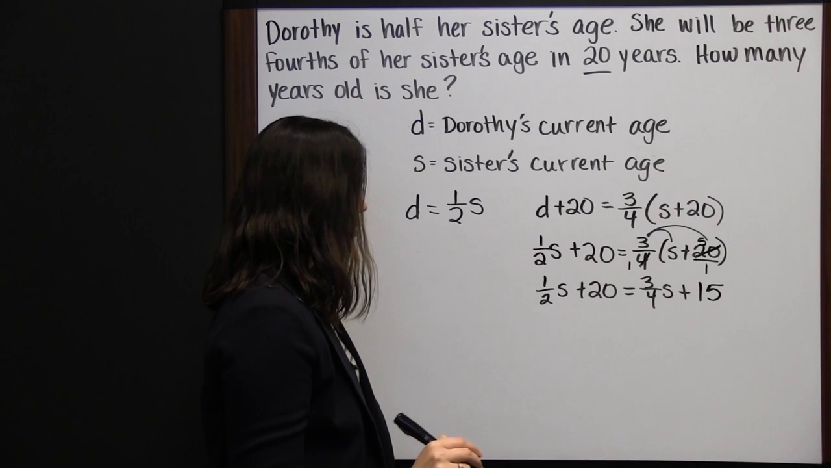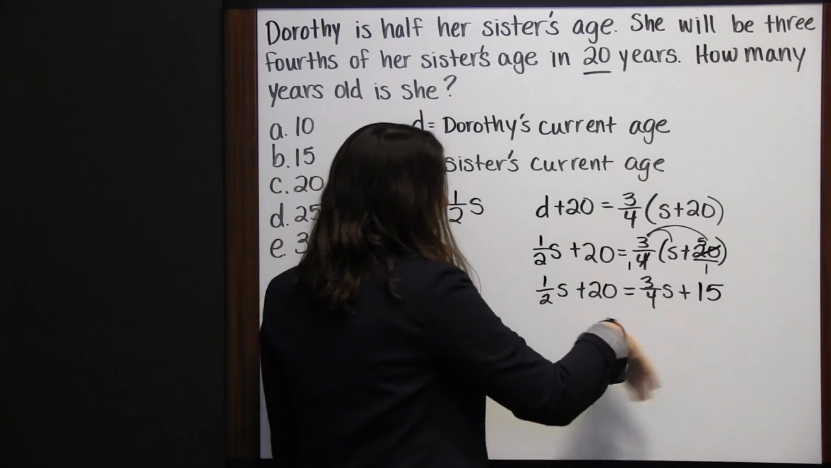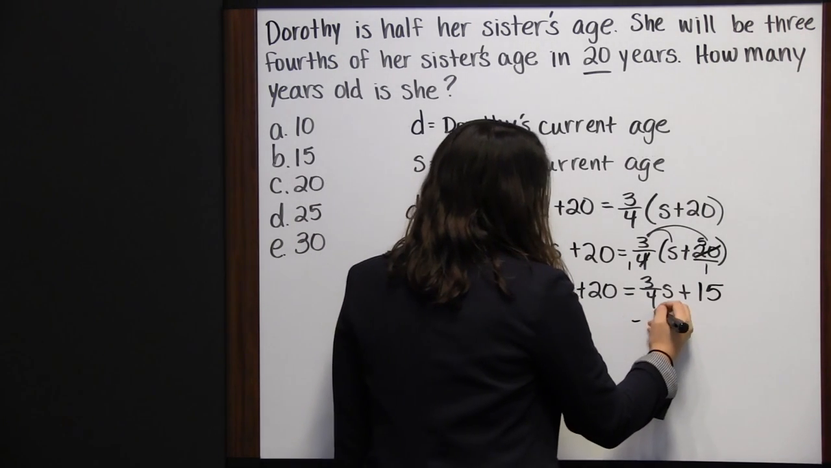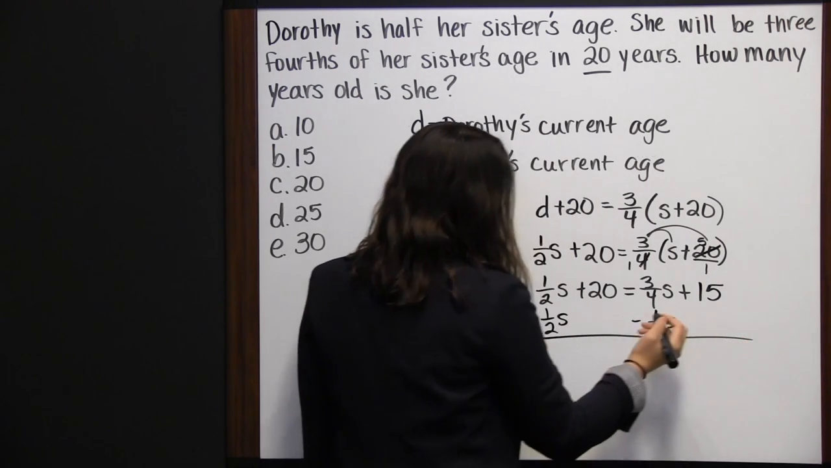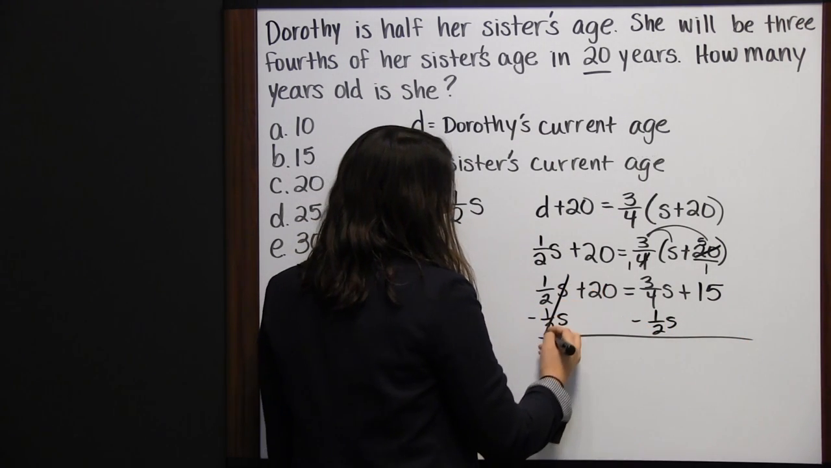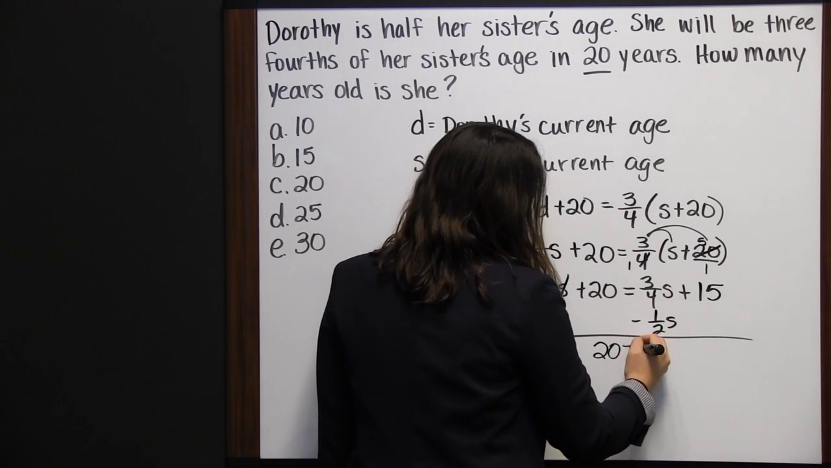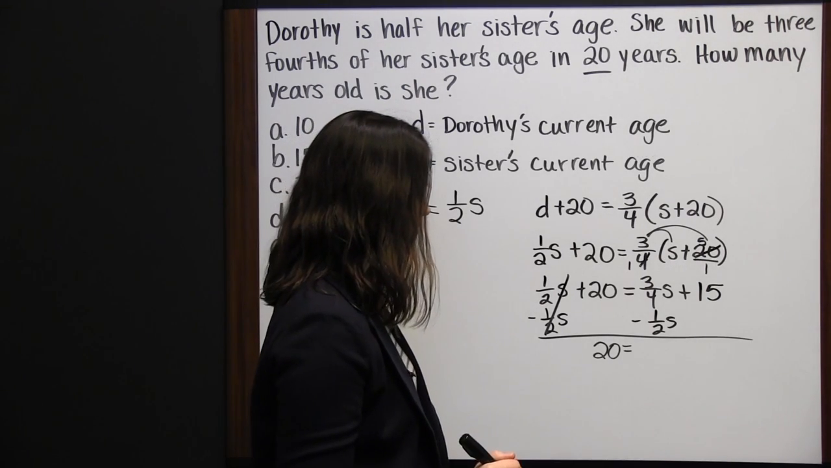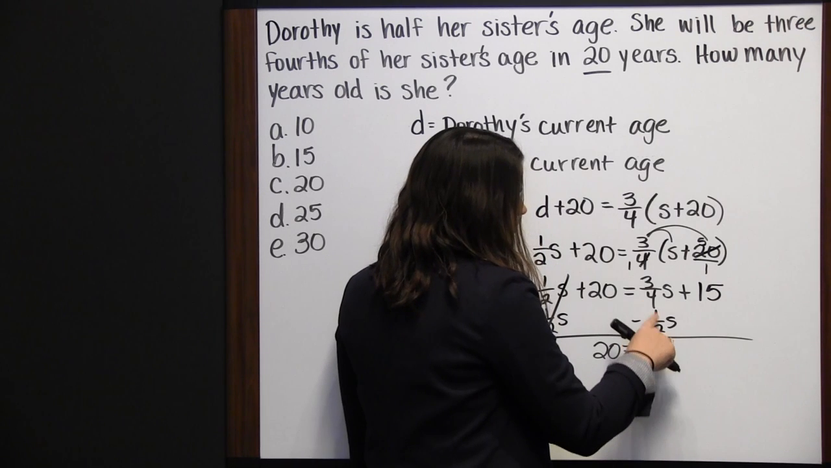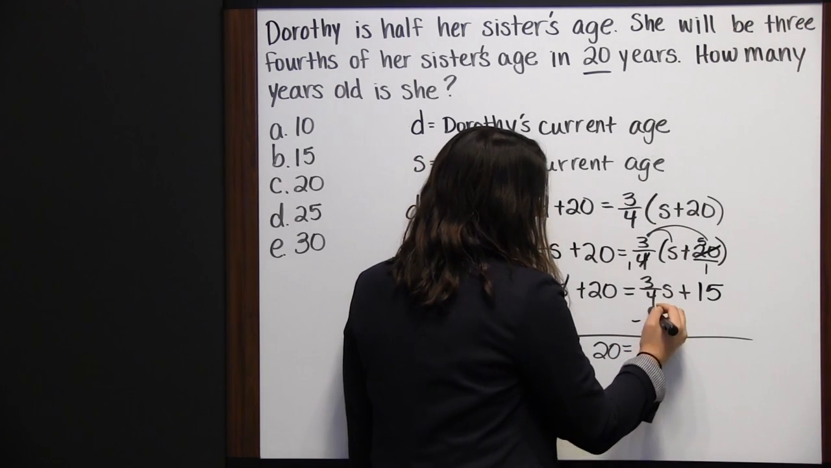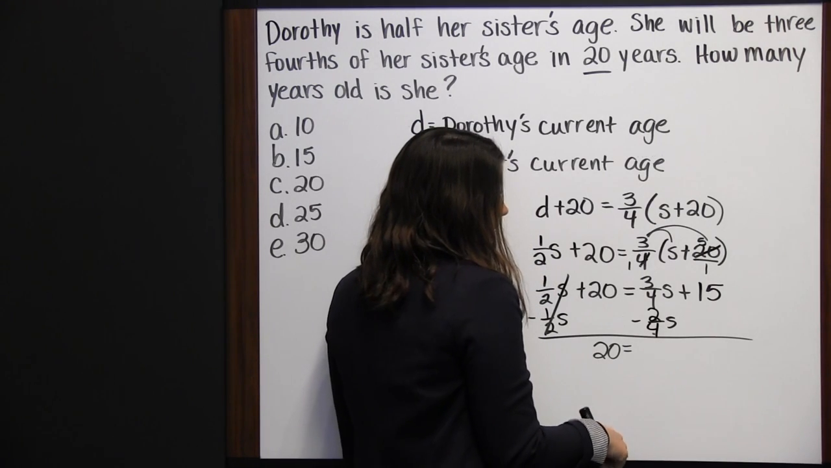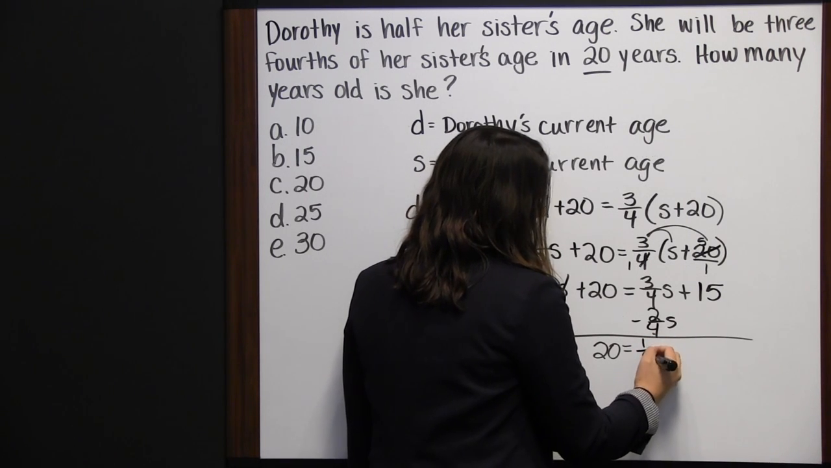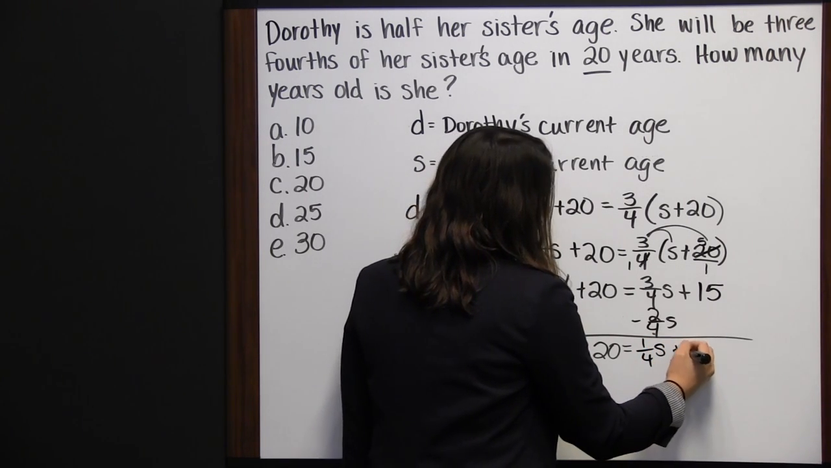That makes sense. Okay, so we need to get all of our variables on the same side. So to do that, I'm going to subtract 1/2 S from both sides. 1/2 S minus 1/2 S is 0. I'm going to bring down 20, and that equals. Now, to subtract fractions, I have to have common denominators. So 1/2 is also 2/4. So I'm going to change 1/2 to 2/4 so that I can subtract these. And then when I subtract, you just subtract the numerators. 3 minus 2 is 1. And your denominators stay the same, 1/4 S, plus 15.